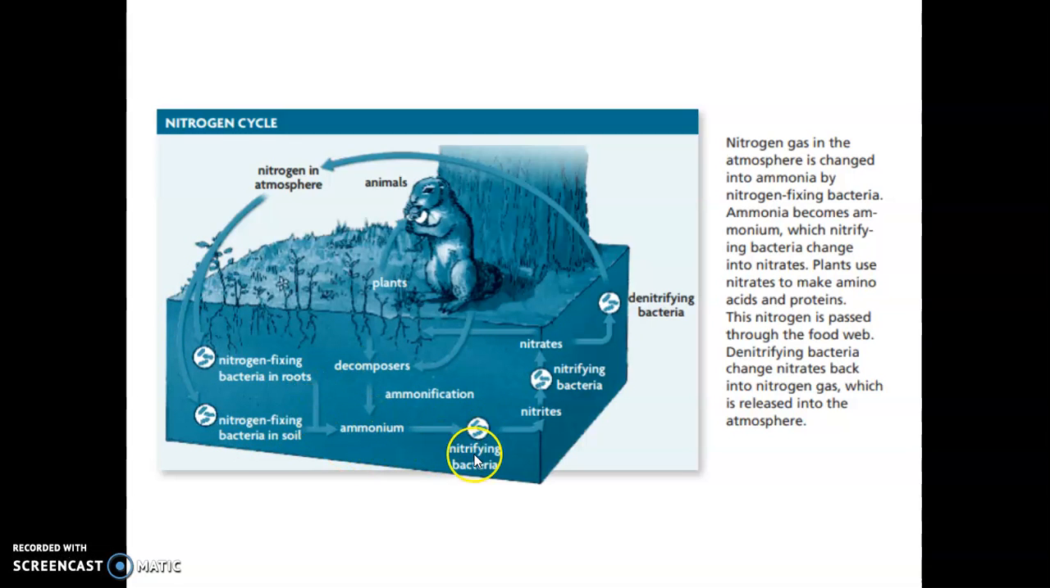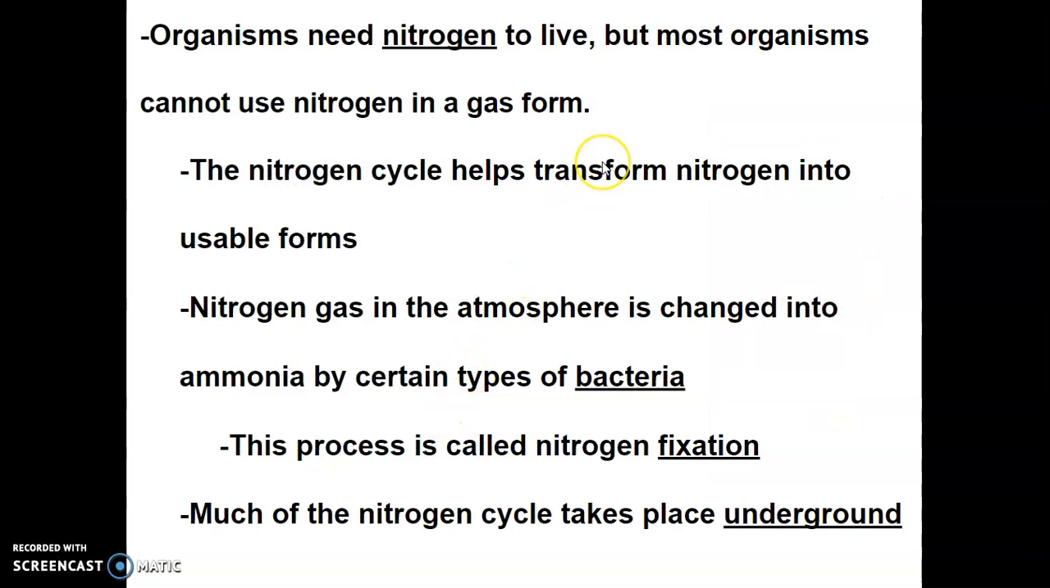Then it gets turned into ammonium, nitrifying bacteria, and all this kind of stuff. Let's just look at our notes. Organisms need nitrogen to live. Like I said a minute ago, most organisms can't use nitrogen the way it is naturally. So it has to be fixed, as we call it. The whole nitrogen cycle is all about transforming nitrogen gas into usable forms of nitrogen. Nitrogen gas can be changed to ammonia by these bacteria, and the process they do this by is called nitrogen fixation, right?